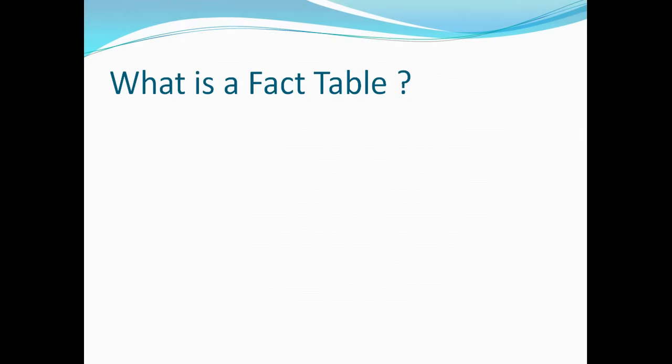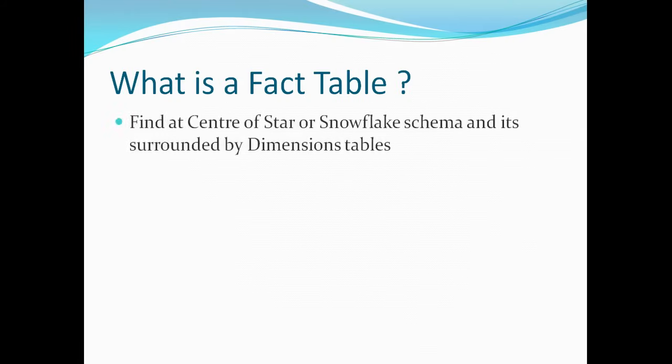So a fact table is a table that you find at the center of a star or snowflake schema, and it's surrounded by dimension tables. A fact table is constituted of two main attributes: the foreign keys, which are the primary keys of the dimension tables, and the measures on which you do logical computation, and they give you meaningful results. And we will understand all that as we proceed.